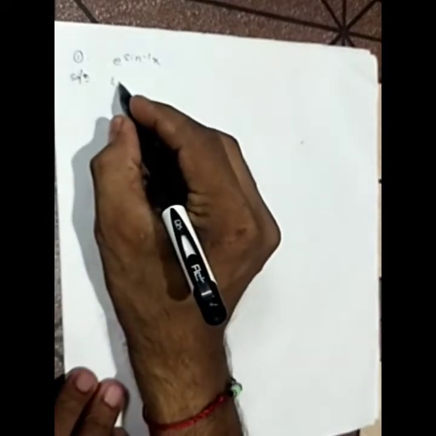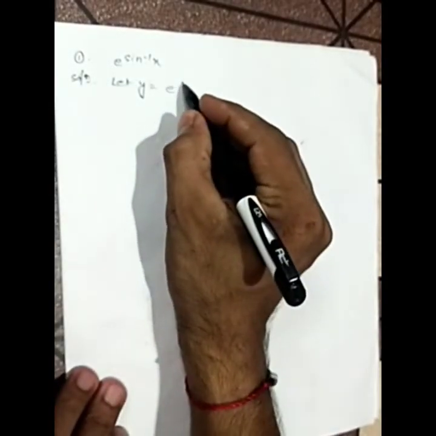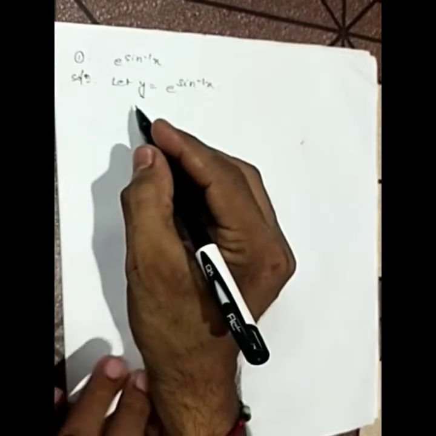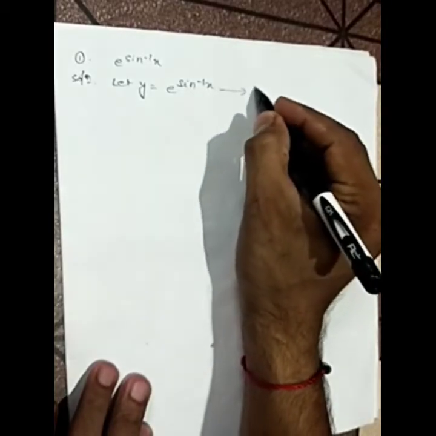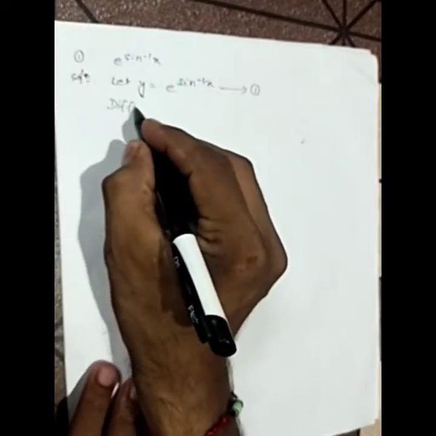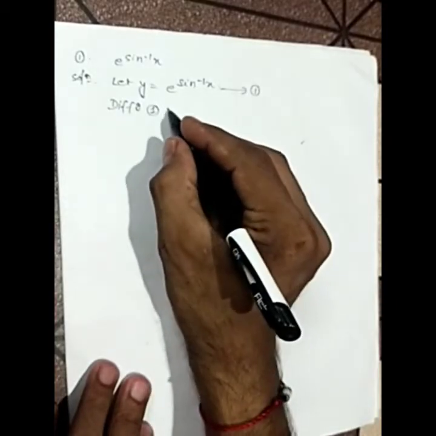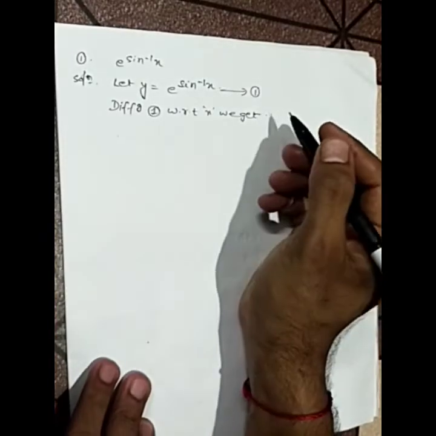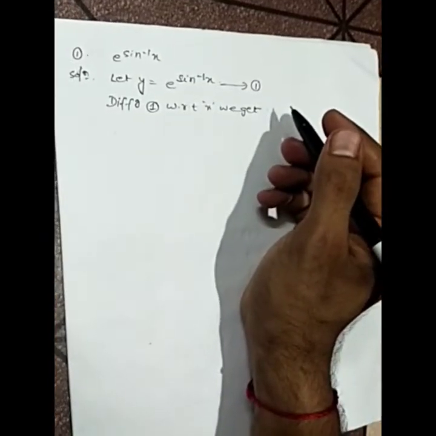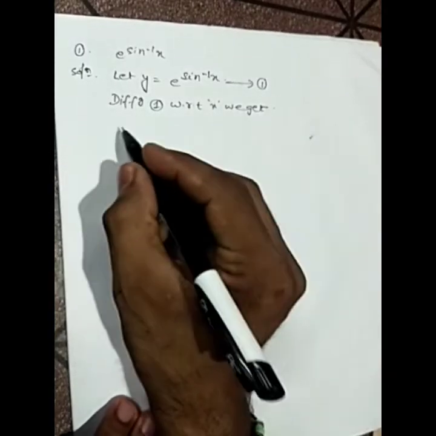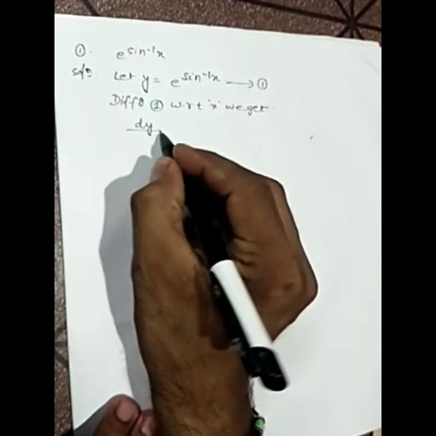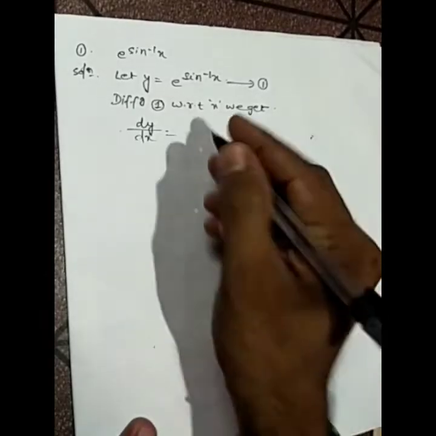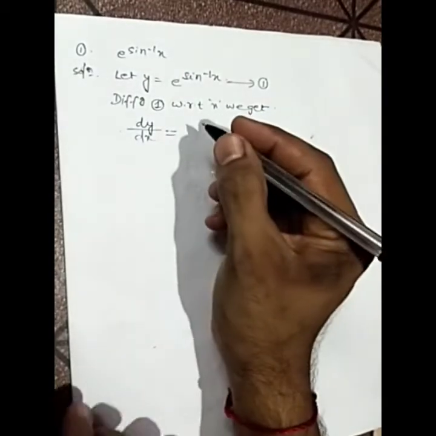Solution. Let y equal e to the power sine inverse x. Now see, take this as equation 1. Differentiating 1 with respect to x, we get, on the left hand side, dy by dx equal.